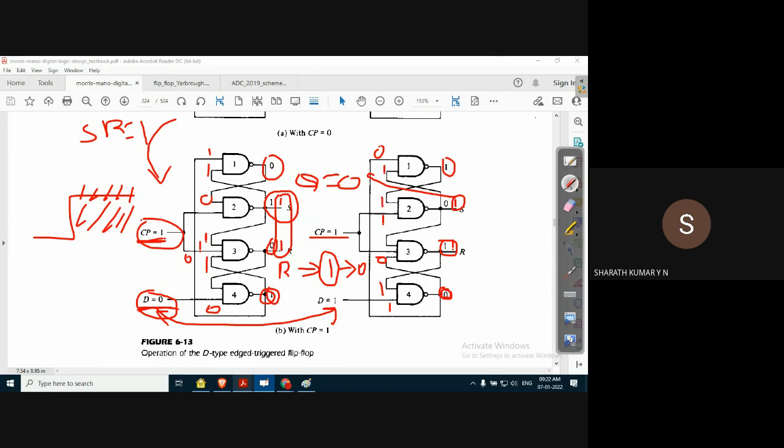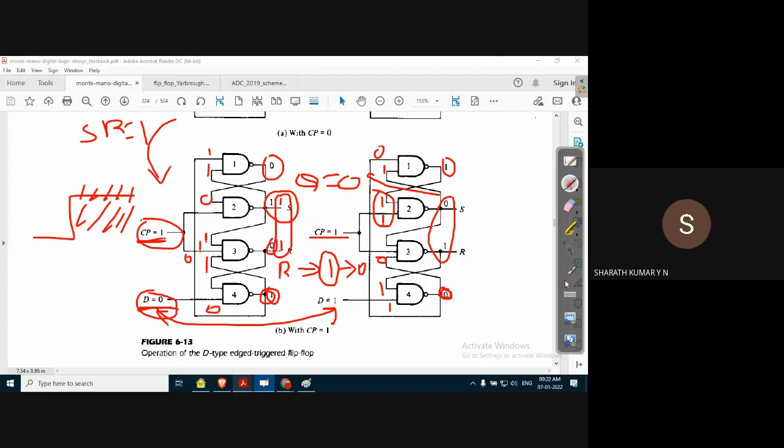This input is now 1, because for the second NAND gate both the inputs are 1, 1. S is forced to go from 1 to 0. S will change the state from 1 to 0. So now because of this, what is the condition of S and R? It is now 0 and 1.